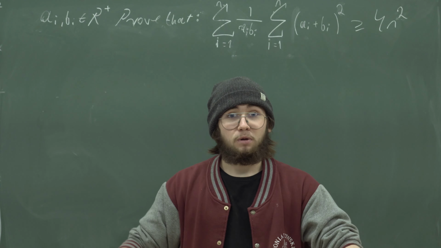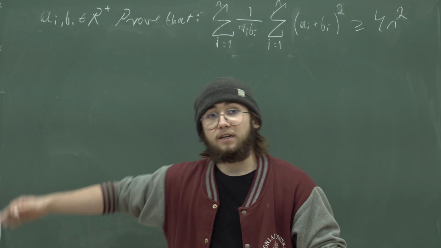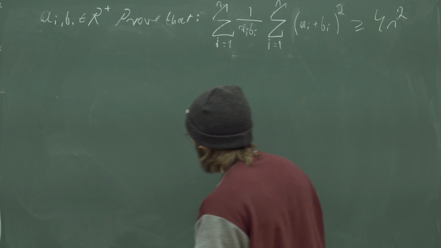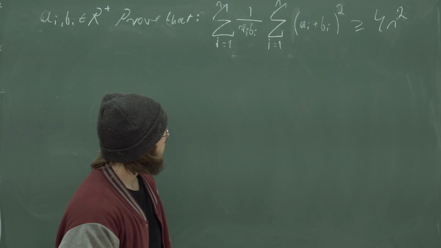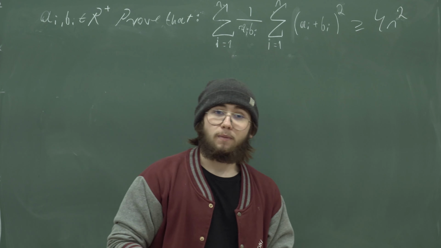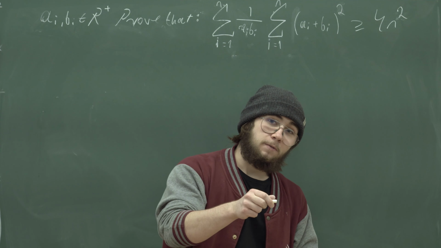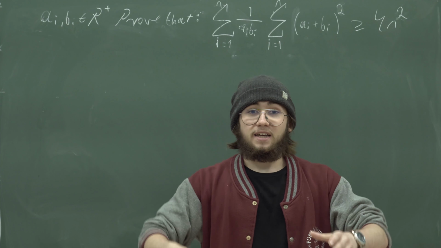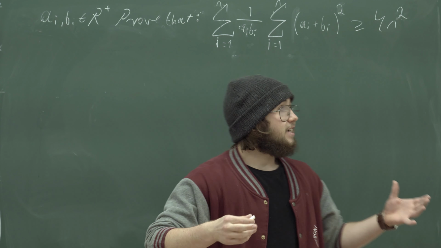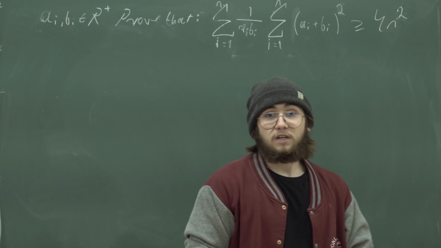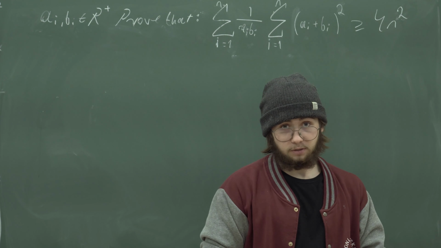And well, right now, let me introduce the problem. We are given two sequences of positive real numbers, a_i's and b_i's, and we're supposed to prove that the sum from i equal to 1 up to n of the reciprocal of the product a_i b_i, multiplied by the sum of (a_i + b_i) squared, is greater than or equal to 4 times n squared for every single n.